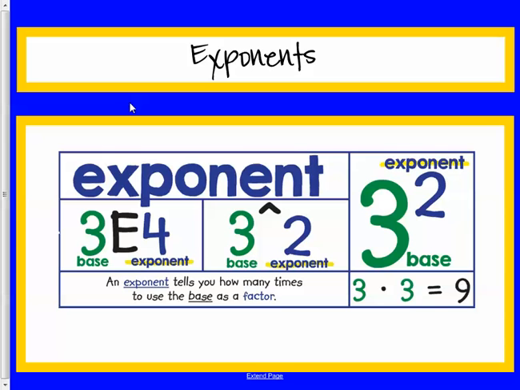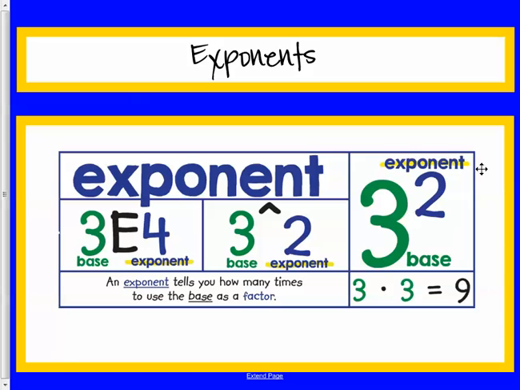Okay, so what is an exponent? An exponent has a base and then a number that tells you how many times you're going to multiply it by itself. So in this case, this is the exponent 2. So that means I'm multiplying 3 times itself 2 times. 3 times 3 is 9.